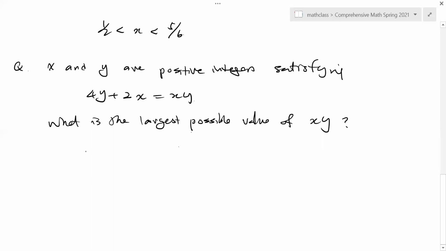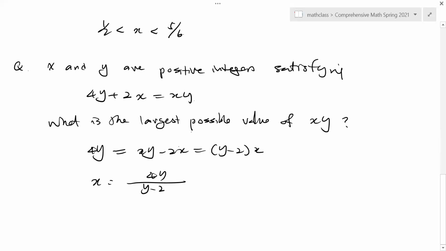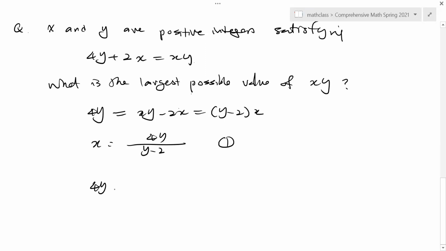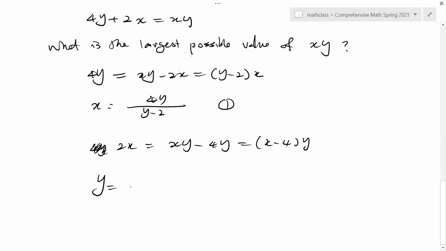You can solve for x first, for y, right? 4y equals xy minus 2x. I have to get the x out, so x times y minus 2 equals 4y. So x is going to be 4y over y minus 2. That's one equation, and you can also try to solve for y. So 4y plus 2x equals xy, so y times x minus 4 equals 2x. And then y is going to be 2x over x minus 4.